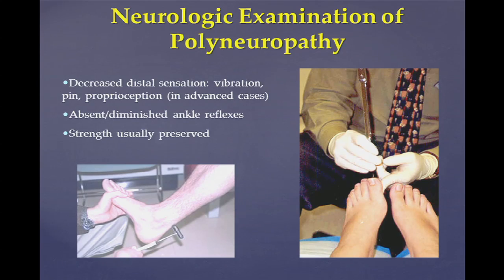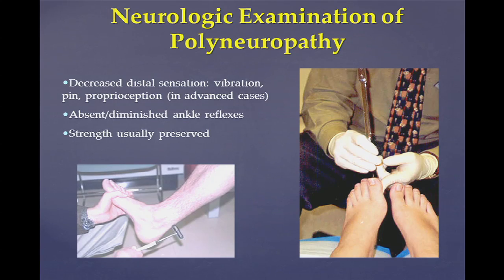It may be normal in patients over the age of 65 to have an absent ankle reflex, even if they don't have neuropathy. So if they're an older patient, then we may let that go as part of our exam. And then they will also have signs of decreased sensation in the feet or in the hands. And we test different forms of sensation.